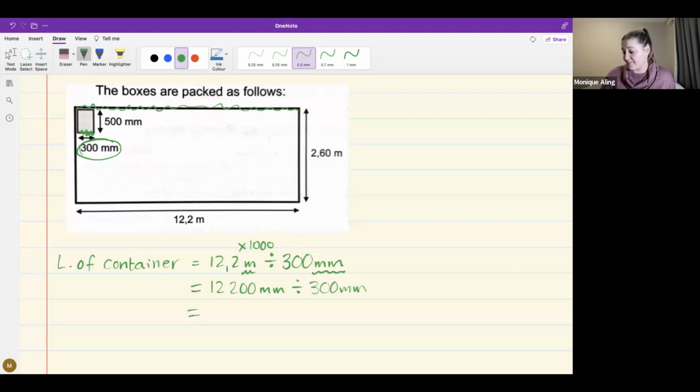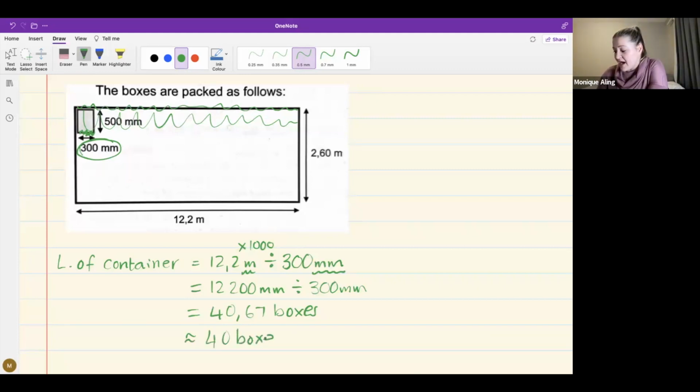Okay, and that will give me 40,67 boxes. So that is telling me how many boxes are going to fit along the length, but they are saying 40,67. So that means you can only fit 40 complete boxes. There's a little bit of space for just over half a box, but there's going to be a gap, and the gap is not big enough for our 41st box. Okay, so it's going to be rounded to 40 boxes. I know based on just general rounding rules, we want to round up to 41, but there's not enough space for a whole other box. So it can only fit 40 complete boxes.